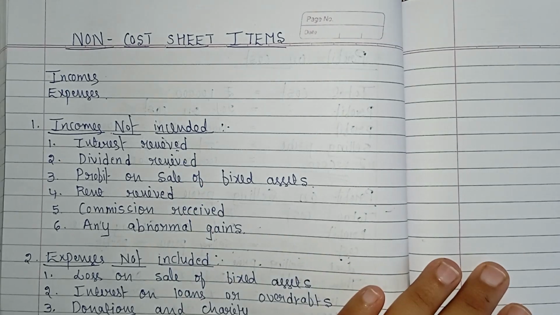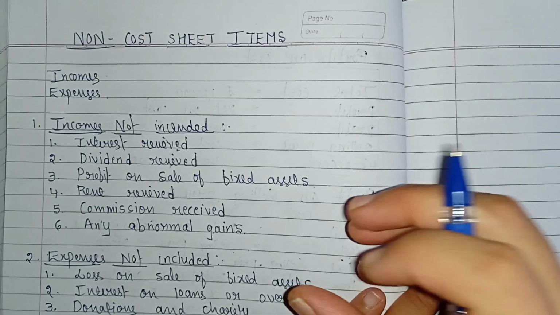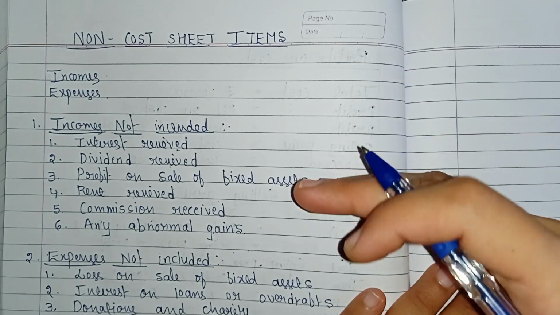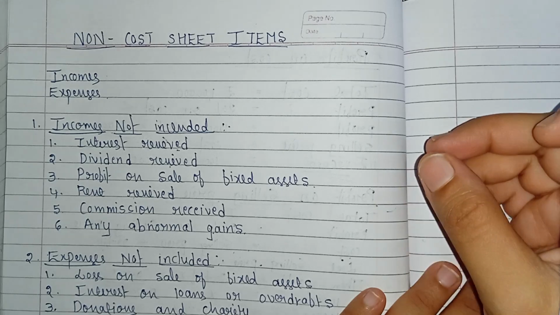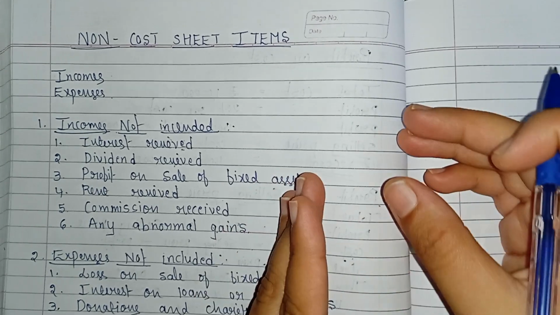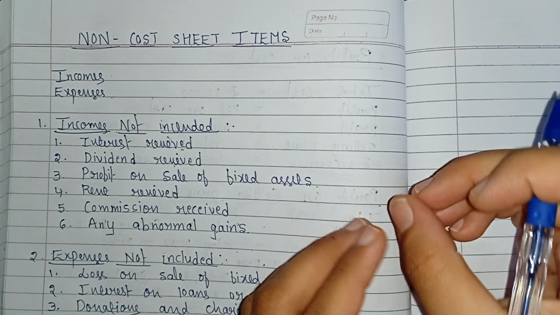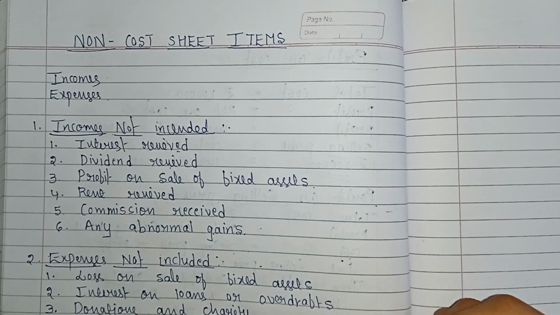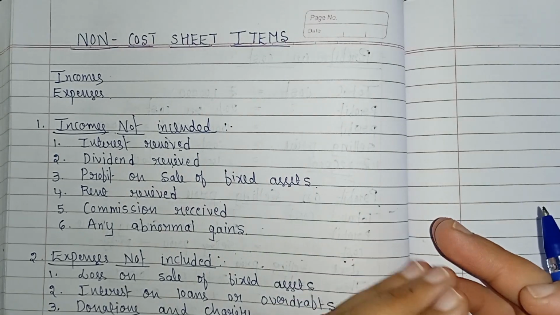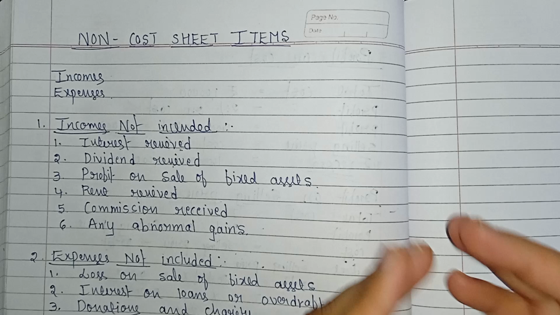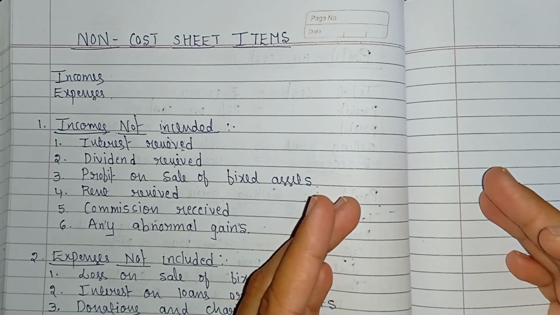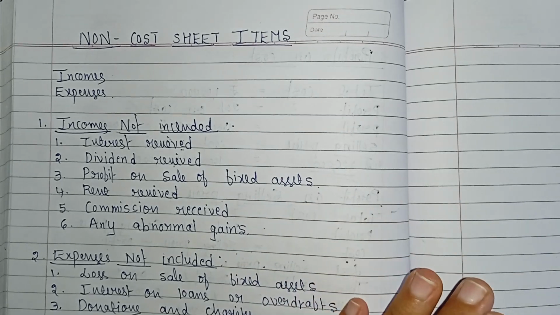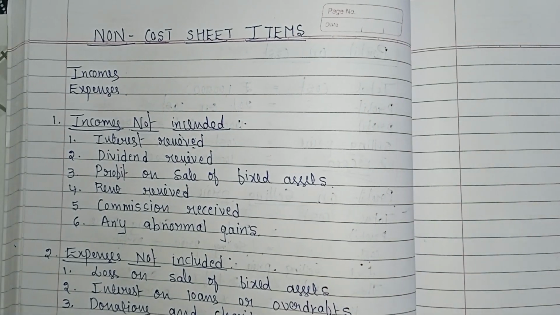First, interest received means the income earned by a business on its investments, bank deposits or loans given to others. It is a financial income, not related to the manufacturing process, so it is excluded from the cost sheet. The second one is dividend received. It is the income a business earns from its investments in shares of other companies. So it is also a financial income and excluded from the cost sheet.